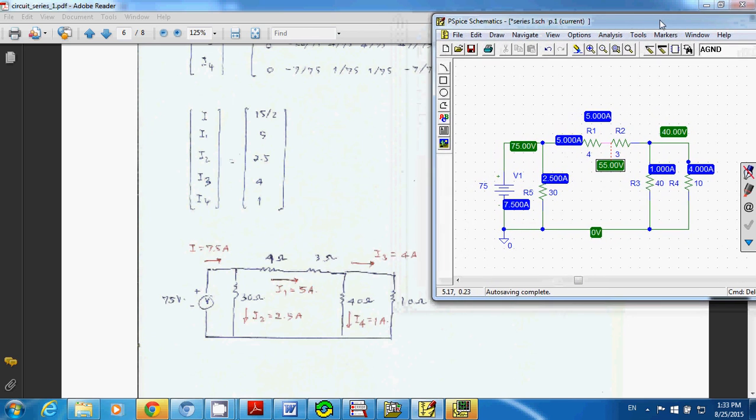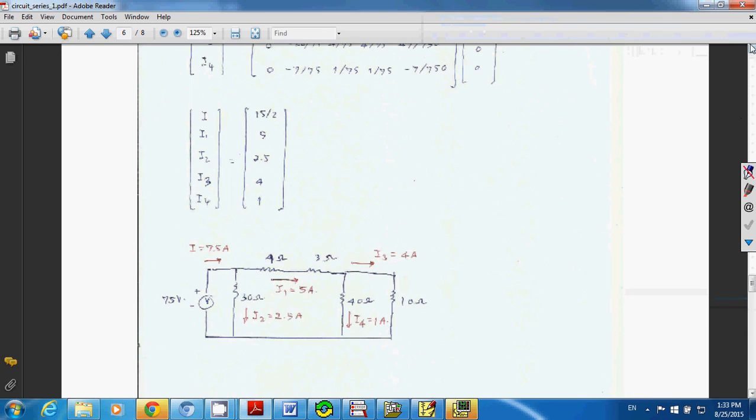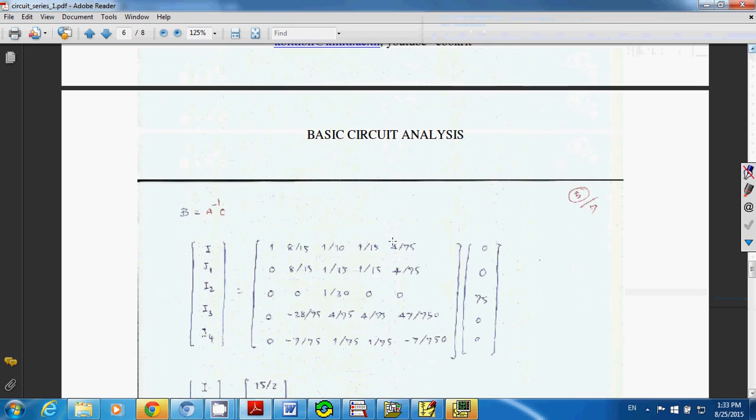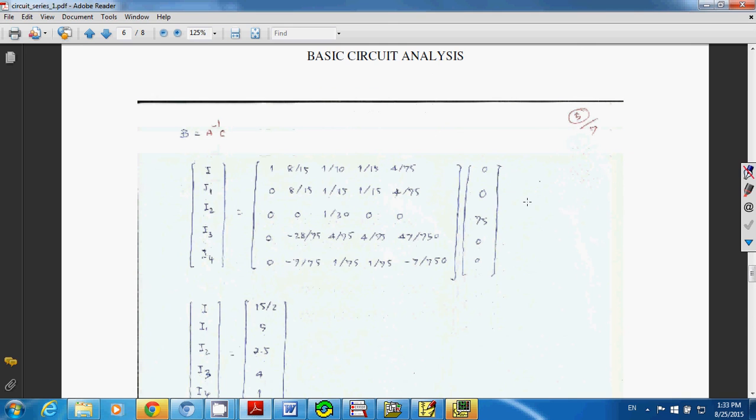Okay, so this is just to show you some technique that many people ignore, but it's very useful. And I know it's not so easy for you to find your A inverse, especially when you have a larger dimension of matrix. In this case, it's 5 by 5. Okay, we will continue to analyze more complicated circuits using this idea in series 2 later on.